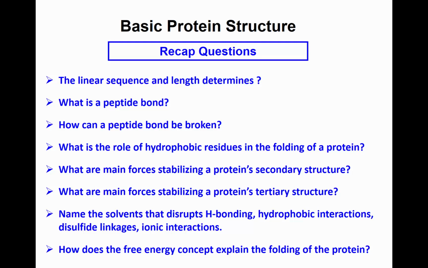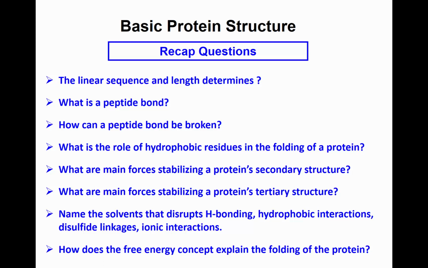Perfect. What is a peptide bond, Tiffany? Yeah, exactly. Which group with which group? Monique? Yeah, so the carboxyl group of one amino acid to the amine group of the other. And it's a condensation reaction, so you lose one molecule of water with every peptide bond.